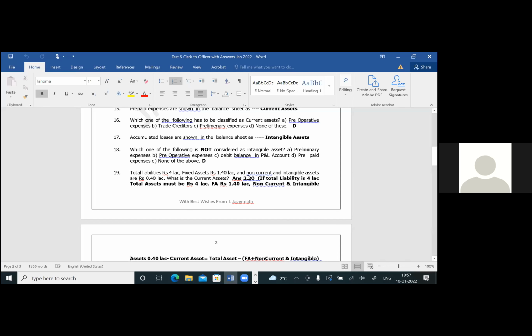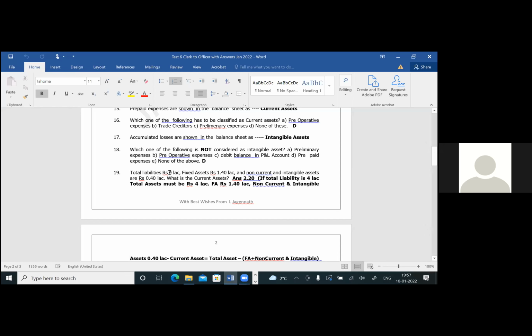Say the answer is 2.20. How it has come, you should know. Say if total liability is 4 lakhs, what is the total assets, sir? 4 lakhs, isn't it? If the total liability is 4 lakhs, then the total assets also should be 4 lakhs. The balance sheet has to tally.